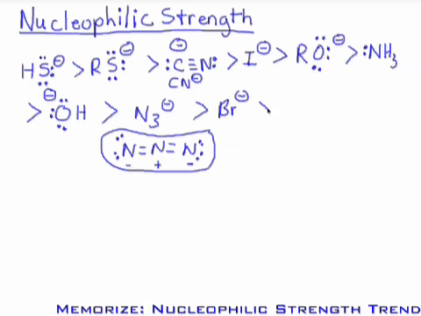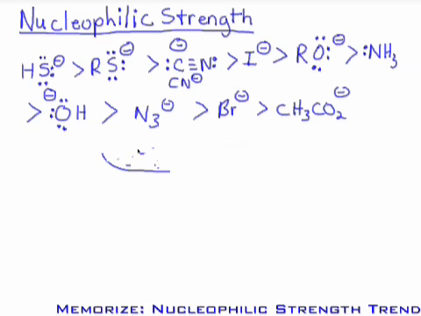After Br minus comes CH3CO2 minus. Remember, let's rub this out. Br minus has 4 lone pairs around it. I can draw those lone pairs for you: 1, 2, 3, 4 lone pairs. CH3CO2 minus is a carboxylic acid where the double bonded oxygen has 2 lone pairs and the single bonded oxygen has 3 lone pairs. So it's a carboxylic acid that's lost its proton.